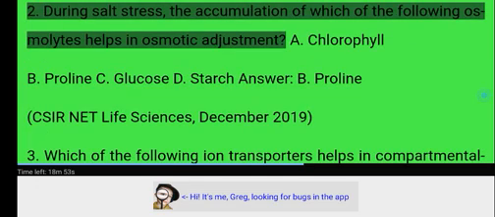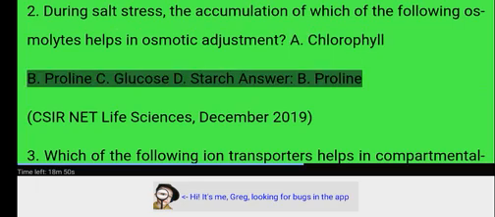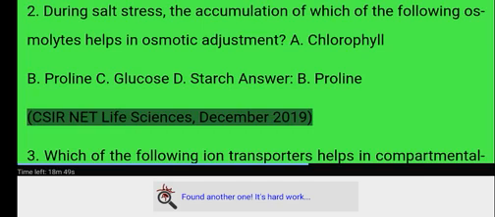2. During salt stress, the accumulation of which of the following osmolytes helps in osmotic adjustment? A. Chlorophyll. B. Proline. C. Glucose. D. Starch. Answer: B. Proline. CSIR NET Life Sciences, December 2019.